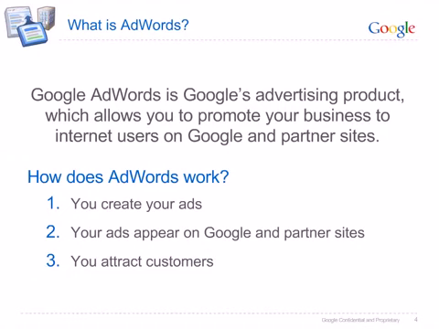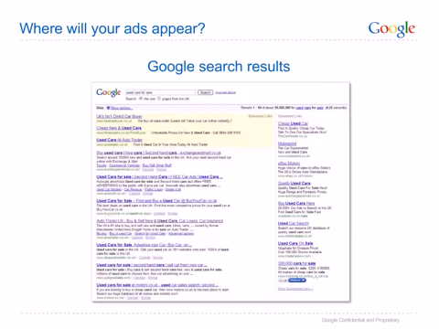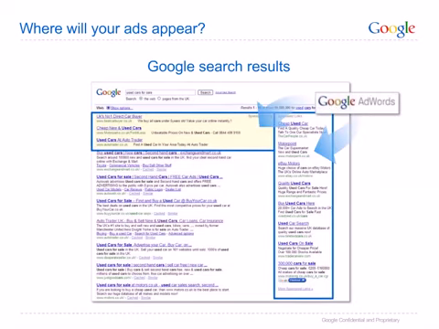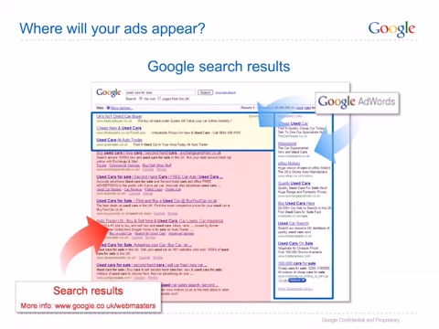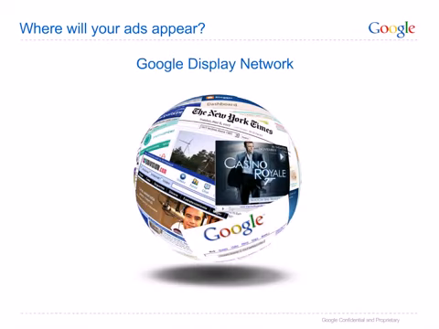Great, but where will your ads actually appear? Let's take a look at that now. AdWords ads appear on the Google search results page, above and to the right hand side of the search results. The search results in the main section of the page are completely separate to AdWords. You cannot influence the search results or alter the way your site appears in the natural search results by using AdWords. To learn more about the natural search results, please visit google.co.uk/webmasters.